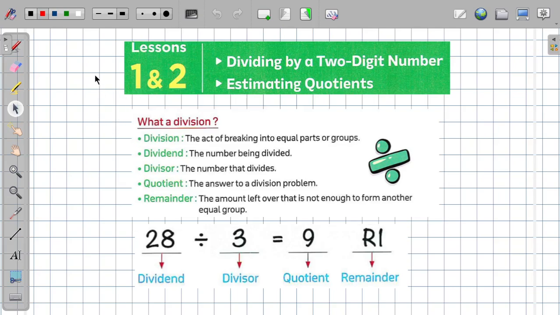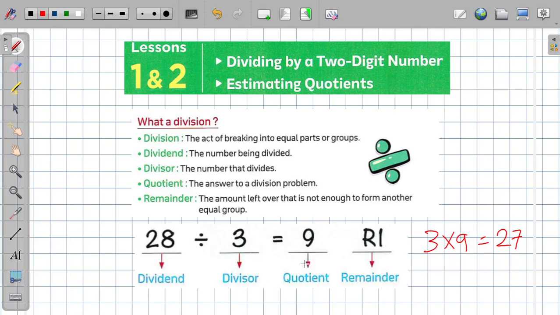Our first part in our video today is how to define the division operation. Division is the act of breaking into equal parts, and it's the inverse operation of multiplication. So if I want to find the result of any division operation, I have to know the multiplication operation that is related to this division operation. If I have here 28 divided by 3 equals 9 and remainder equals 1, because I know that 3 times 9 equals 27. So this multiplication operation is related to this division operation.